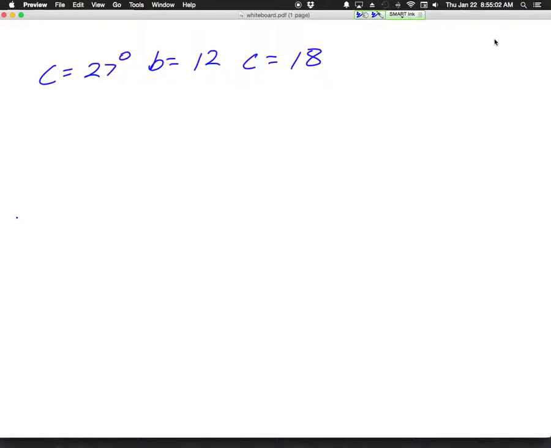The number of triangles I can have. So how many triangles can I end up with here? 2. I'm guaranteed 1. Why am I guaranteed 1? Because C is bigger than B. Because the matching side is bigger than the other side. So if your matching side is bigger than the other side, you get 1 triangle out of it. So that means I need angle A, angle B, and side A.